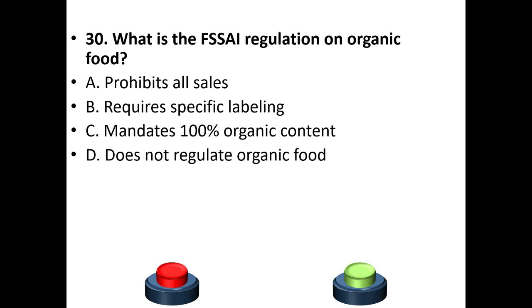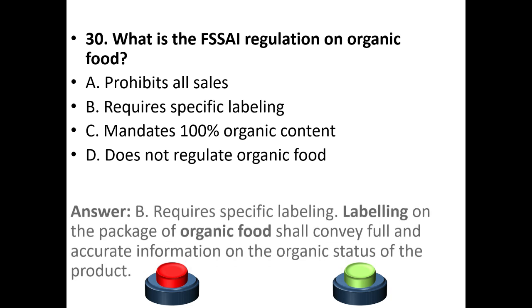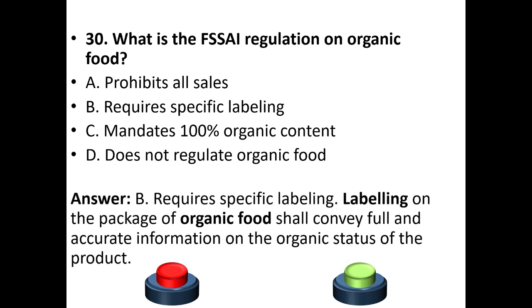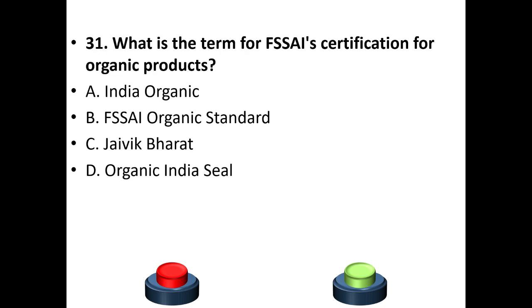30. What is FSSAI regulation on organic food? Prohibits all sales, requires specific labeling, mandates 100% organic content, does not regulate organic food. Which is the answer? Your answer is B. Requires specific labeling. Labeling on the package of organic food shall convey full and accurate information on the organic status of the product.